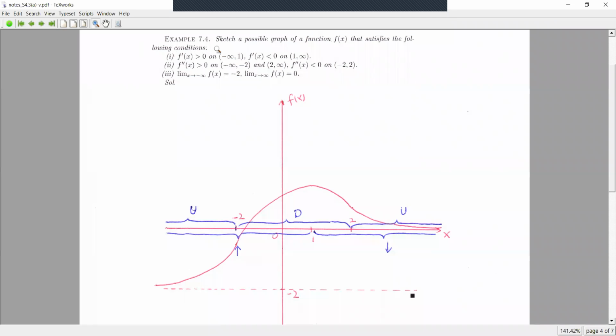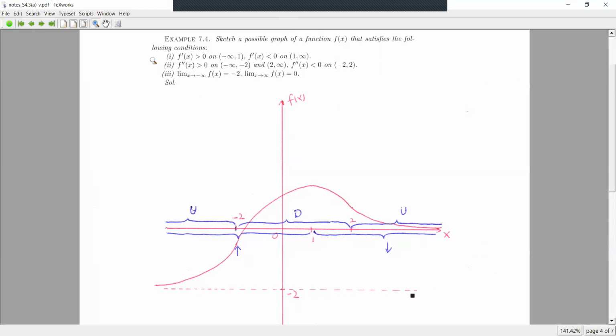Example 2. Sketch a possible graph of a function. The function satisfies the following conditions. This example is a typical exam problem. If you look at the past exam files, almost each past exam file contains one problem like this. Okay, now to sketch the graph of this function, let me draw an XY plane.